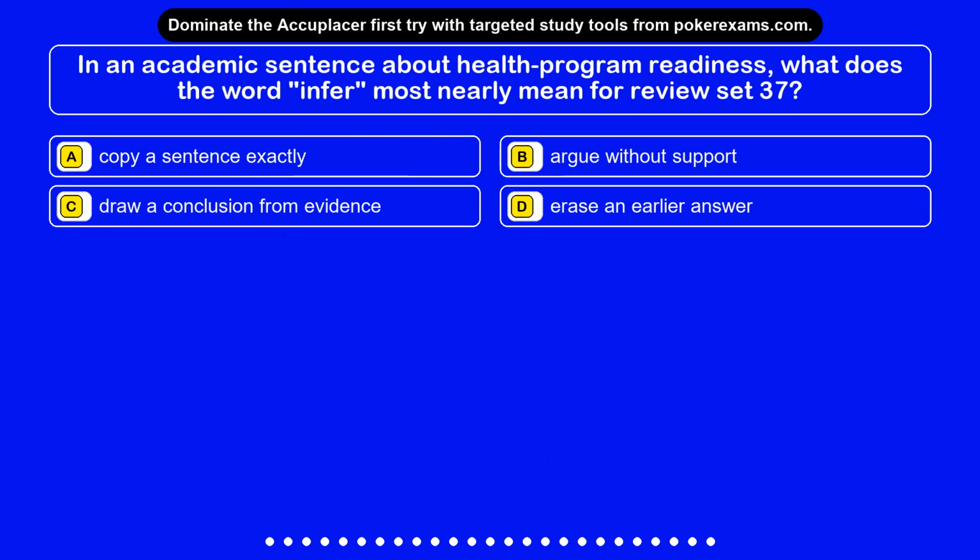Question 15. In an academic sentence about health program readiness, what does the word infer most nearly mean for review set 37? Option A. Copy a sentence exactly. Option B. Argue without support. Option C. Draw a conclusion from evidence. Option D. Erase an earlier answer.